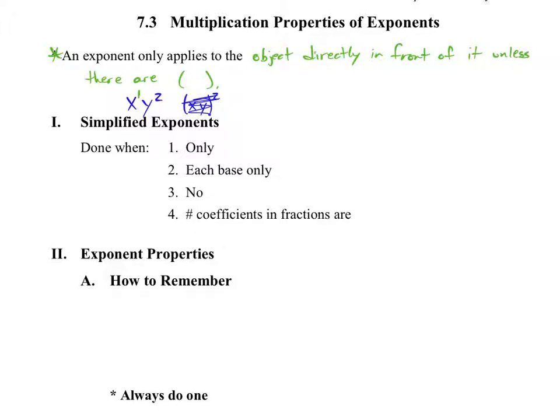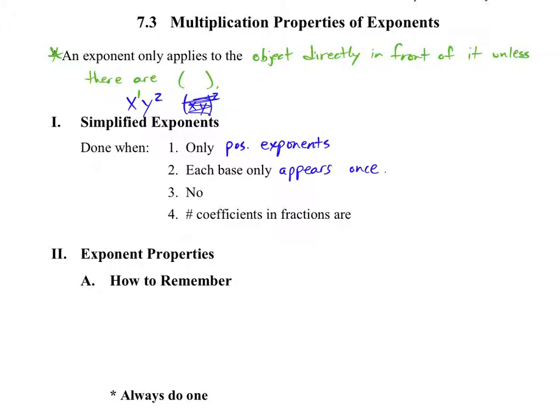So, cool. Simplifying exponents. Basically you're going to get problems that say simplify these as much as you can. You'll know you're done when you meet these things. First, you have only positive exponents. So if you still have an x to the negative 2 or a y to the negative 7, you need to move the x to the other part of the fraction, make it an x squared. Second, each base only appears once.